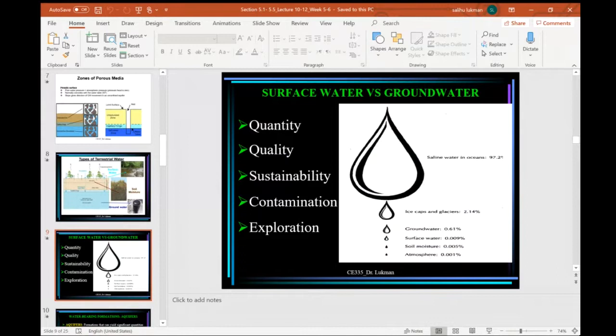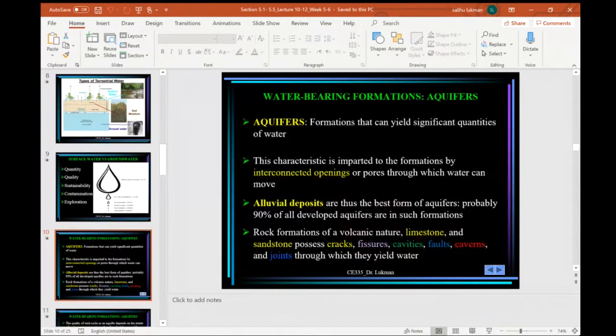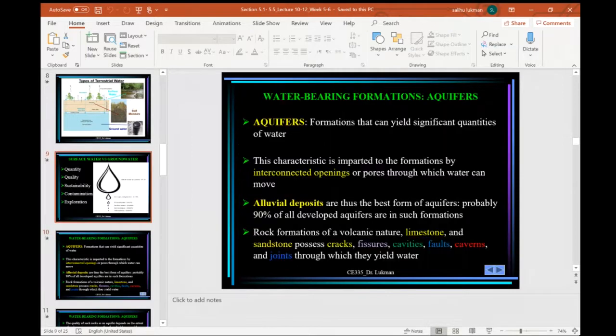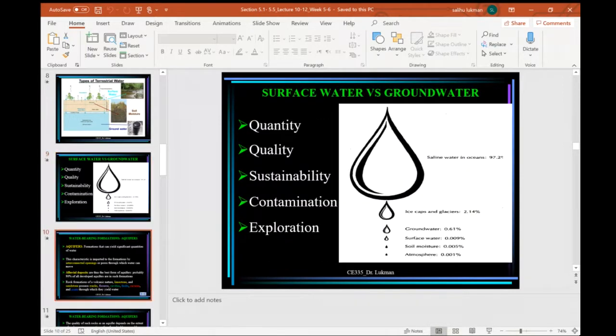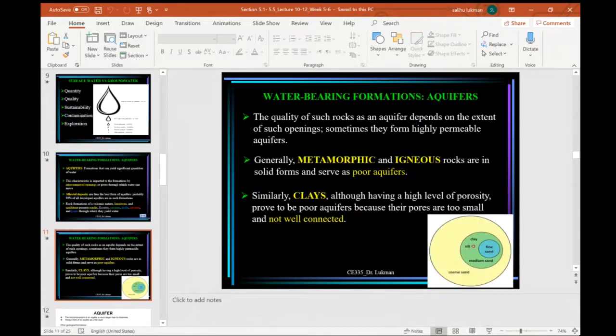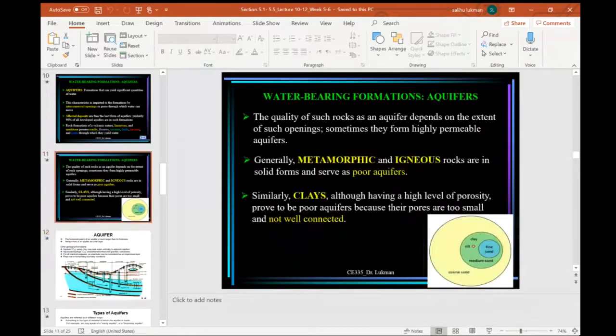And we briefly explained surface water versus groundwater in terms of quality, quantity, sustainability, and all that. We were explaining the water-bearing formation called an aquifer.